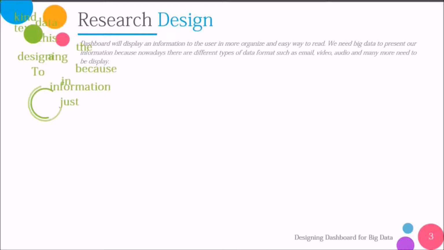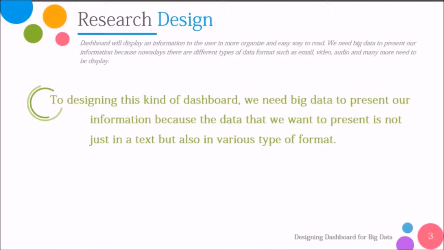Research design. Natural disasters can happen unexpectedly, so we need something that can help us get immediate information about the current situation. In an emergency situation where the rescue teams need to work more efficiently and effectively, we need a platform to connect the victims and the rescue team. So, for our study, we are focused more on designing a dashboard for big data, especially for natural disasters. To design this kind of dashboard, we need big data to present our information because the data that we want to present is not just in text, but also in various types of formats.